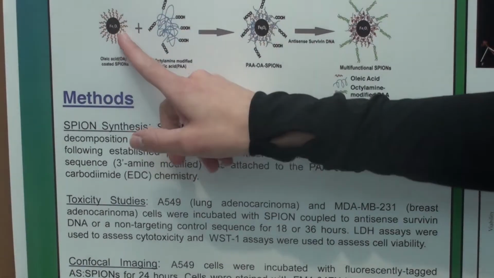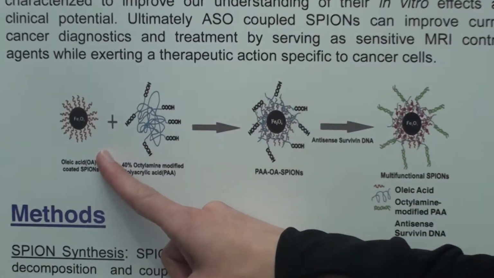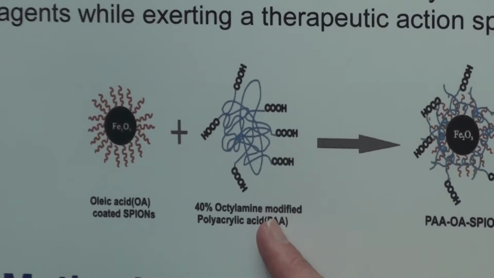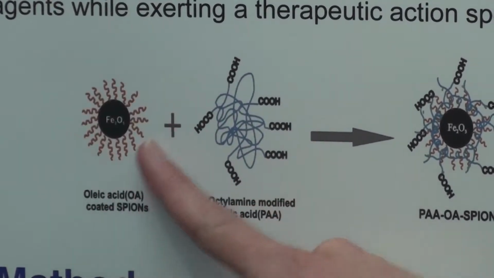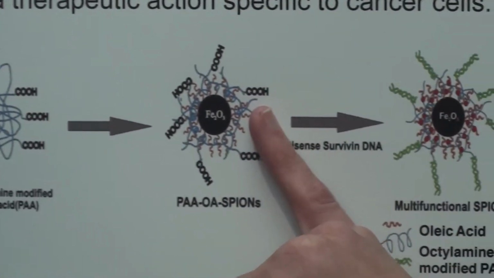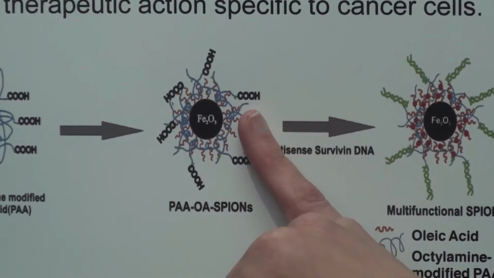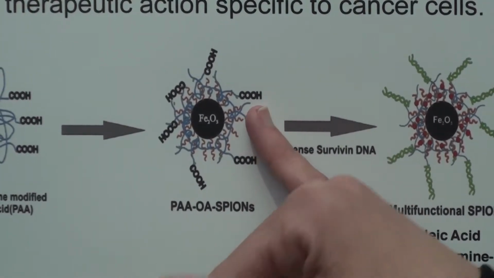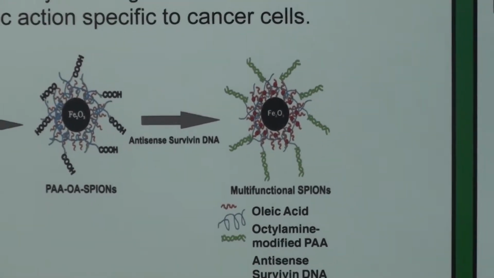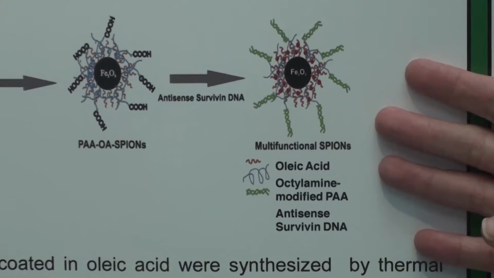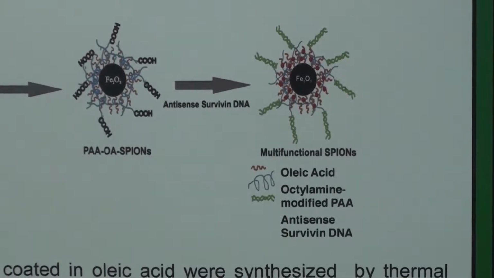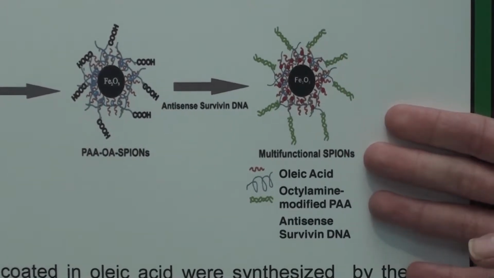So we start with this iron oxide nanoparticle, and it's coated in oleic acid, and then we coat it with a modified polyacrylic acid polymer. And this has hydrophobic oxylamine that will interact with this oleic acid, and it leaves carboxylic acid groups on the outside of the particle. We can functionalize these carboxylic acid groups using EDC to form an amide linkage with any sort of amine-modified substance, so things like DNA, RNA, or antibodies. In our particular case, we're interested in antisense to survivin, the protein that I've just described. This antisense agent is a 20-base single-stranded DNA that we attach.